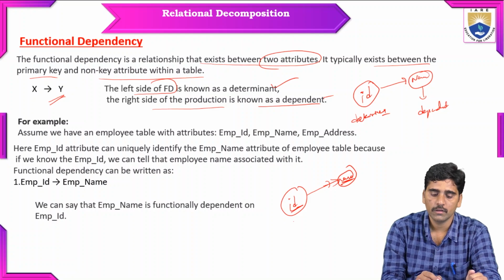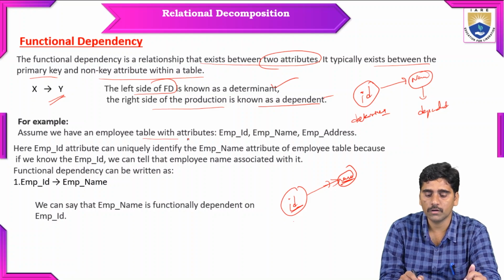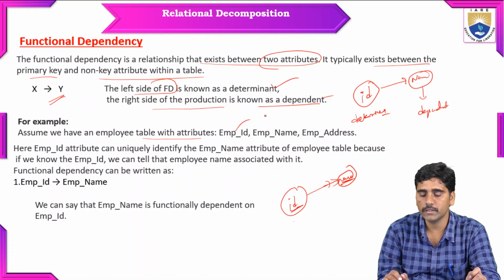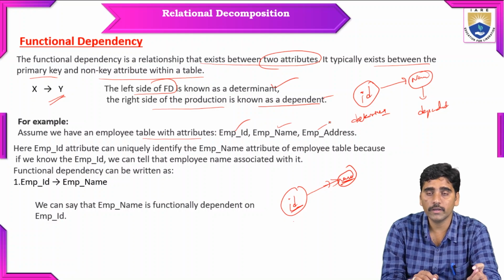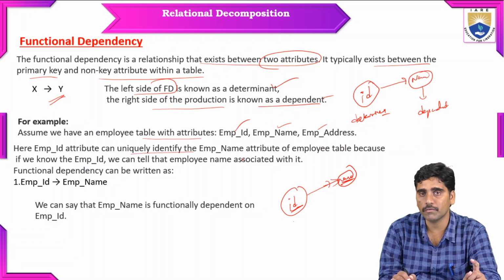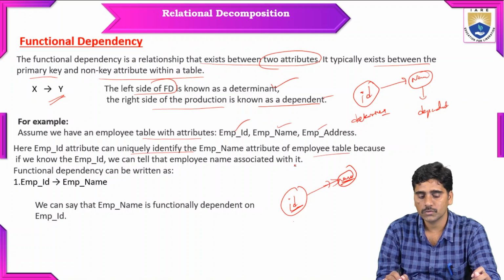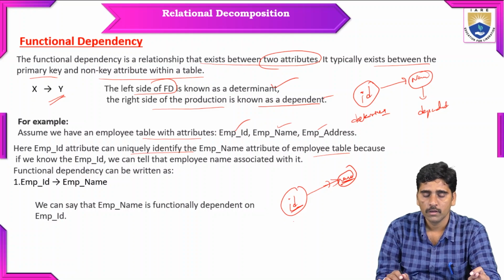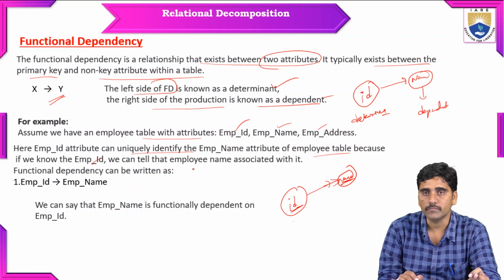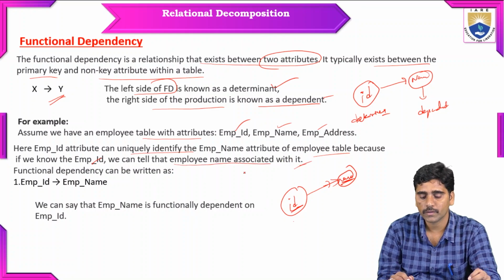So for example, assume that we have an employee table with attributes called employee ID, employee name, and employee address. Hence, the employee ID attribute can uniquely identify the employee name attribute of the employee table. Because if we know the employee ID, we can tell the employee name associated with it.